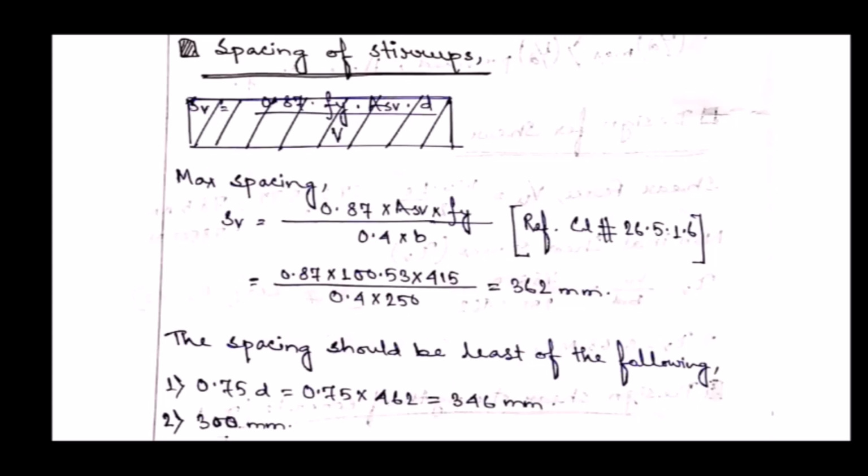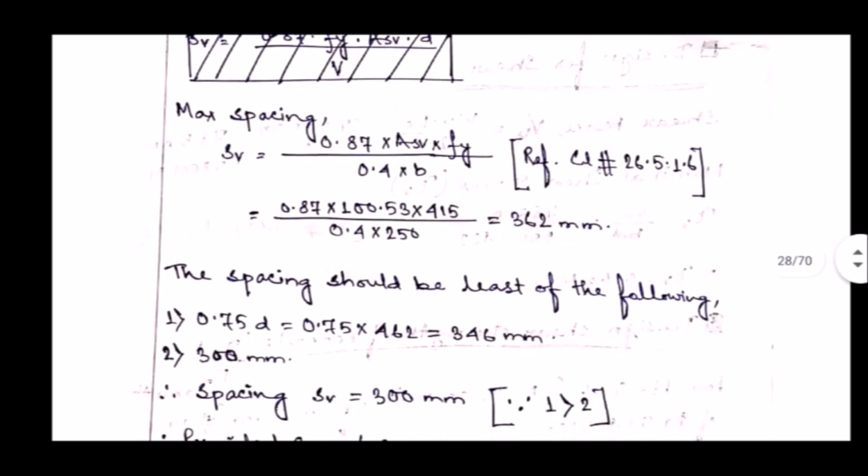Open your IS code book and open this clause number, you will find this formula. Sv equals 0.87 into Asv into Fy by 0.4 into b. If we put every value here, the spacing is 362. Now we have to select the spacing.